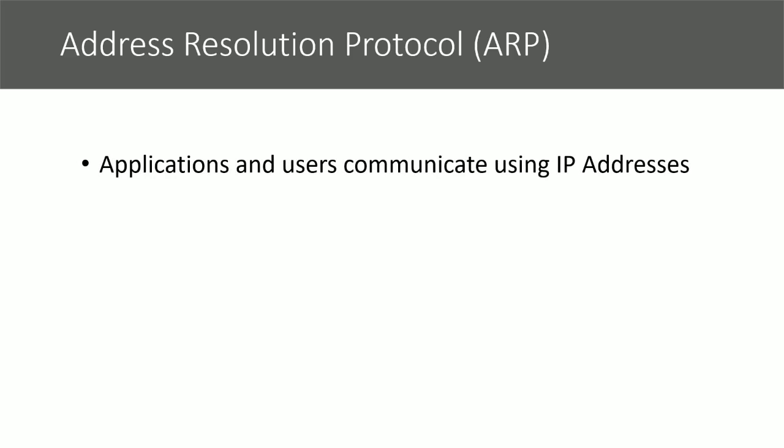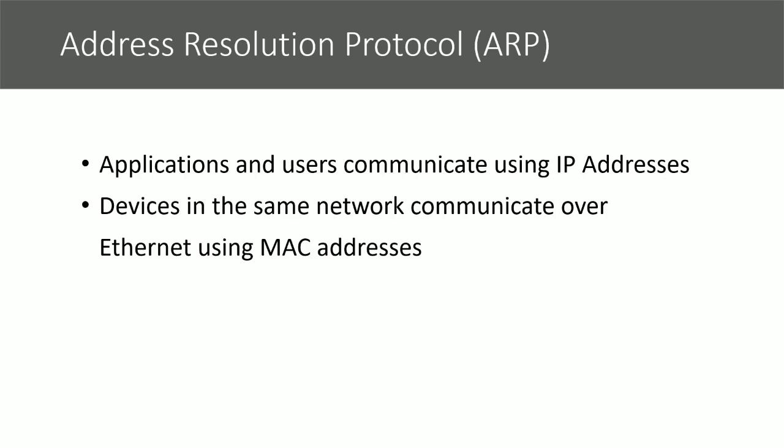So usually applications and users communicate using IP addresses and not MAC addresses. IP addresses are logical addresses that work at layer 3 of the TCP/IP model, or network layer, as compared to MAC addresses, which are physical and work at layer 2, or data link layer, of the TCP/IP model. We will discuss IP addresses and IP subnets in more detail in day 2 of this course. So devices in the same network communicate over Ethernet using MAC addresses, while applications and users communicate using IP addresses.